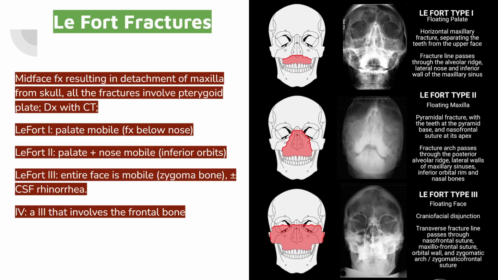So LeFort 1 is just the palate, right? So just think that the teeth are involved, so to speak. LeFort 2 is now you have the nose, and then a LeFort 3 involves a zygoma, so the orbital floors are involved, right? So it's the teeth, the nose, and the eyes.